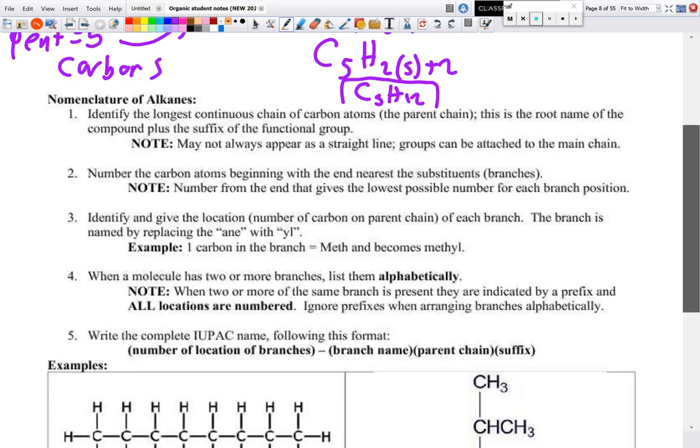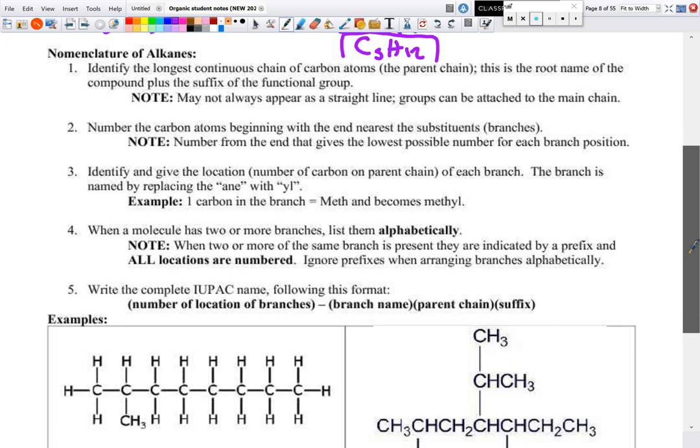So let's look at the naming. First, we need to identify the longest continuous chain of carbon atoms. That means it's one after the other. It's not the total number of carbons. It needs to be one after the other, attached. It might not appear in a straight line. There might be groups attached to certain things, but we're going to break into that when we get to our first example. Step number 2. We're going to number the carbon atoms beginning with the end nearest to the first branch or the substituent group.